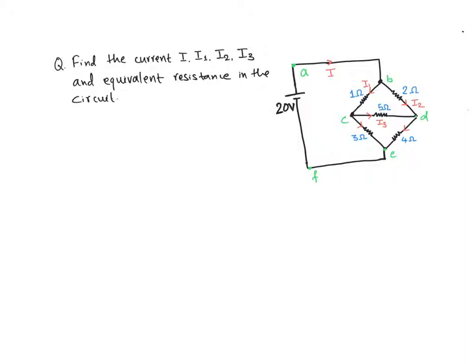Since the current going towards point C and away from point C must be equal, the current along the branch CE must be equal to I sub 1 minus I sub 3. Similarly, if you look at point D, the current going towards point D is I sub 2 and I sub 3. Therefore, the current going away from point D must be I sub 2 plus I sub 3.